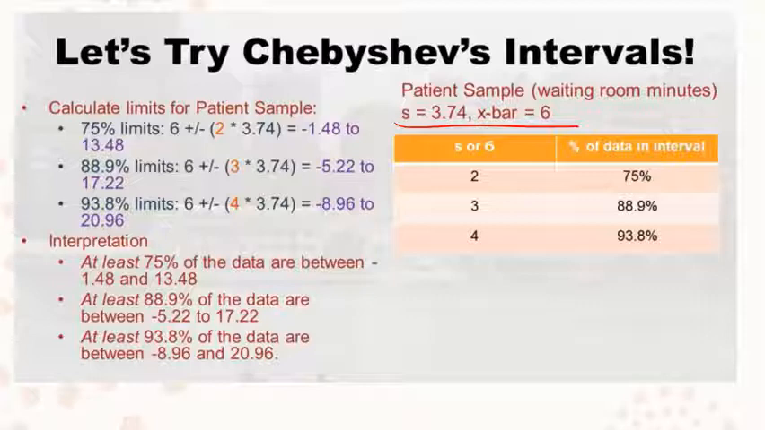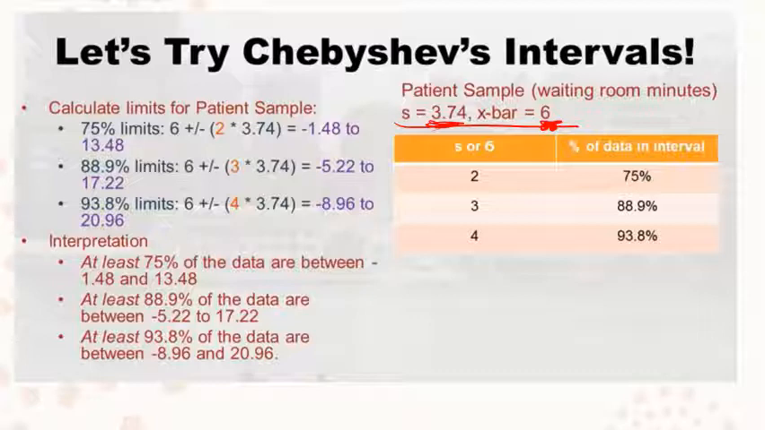So pretend from that study our mean, or our X bar, was 6. That was our average, the average time that people were waiting in the waiting room, right? And then our standard deviation is 3.74. Pretend we calculated that with our data. We already got these answers. Now we're going to use this and try to interpret the data using Chebyshev's intervals.